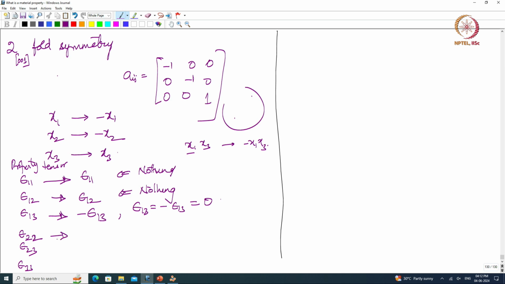Epsilon 2 2, nothing is going to happen to it. So, that will be epsilon 2 2. Epsilon 2 3, if I have a 3 here, right. So, that is going to transform as minus epsilon 2 3 again, and so epsilon 2 3 equal to minus epsilon 2 3 by symmetry, and that is equal to 0. Epsilon 3 3, nothing is going to happen.